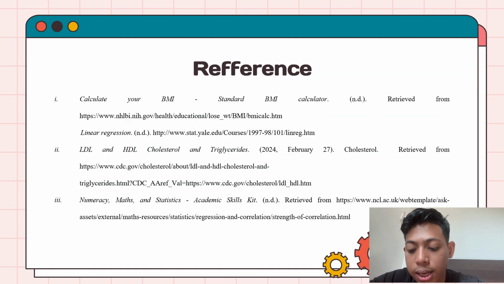So at the last slide, we put the references. We have 3 references, which tell us what BMI is, what HDL is, and the reference for our statistics formulas.